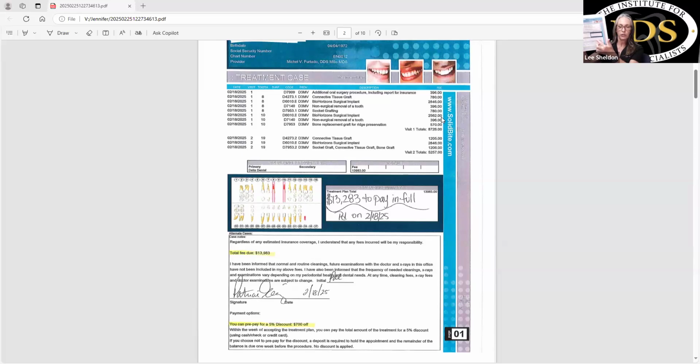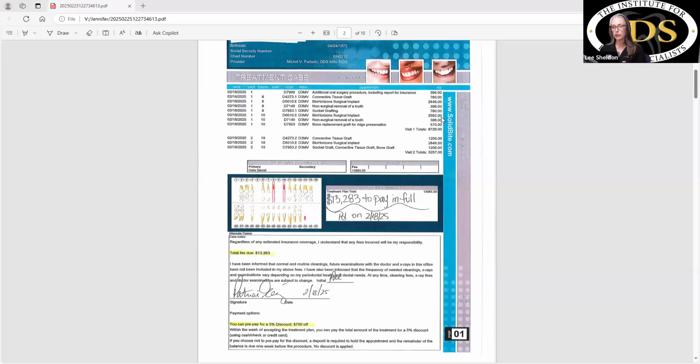We have the total amount due. We have their responsibility. We have our disclosures. We have our options. You can pay today, 5% discount, save $700. You can pay in phases, do a down payment today. You can do a payment plan, or you can use one of our finance companies. Any of those that you want. We break them all down.